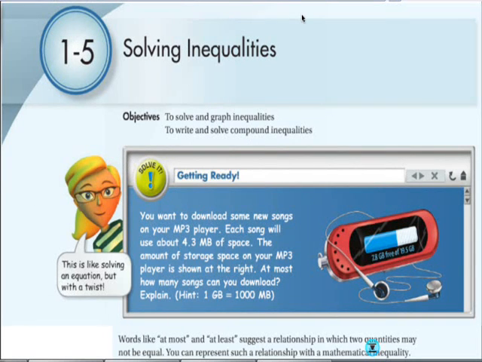Okay, welcome to the notes on solving inequalities. Hopefully we remember this from Algebra 1 also, because this is review. It might be a little bit more complicated, or it might just be a little bit foggy in your memory, but we'll try and brush you up so you are caught up and ready to go. So we're going to solve and graph inequalities, and we're going to write and solve compound inequalities, and we'll get to what those are in a second.